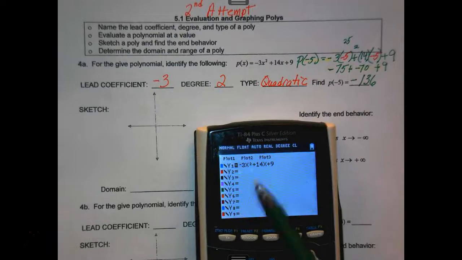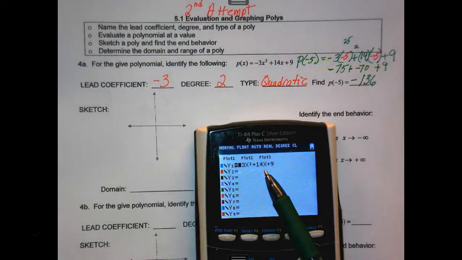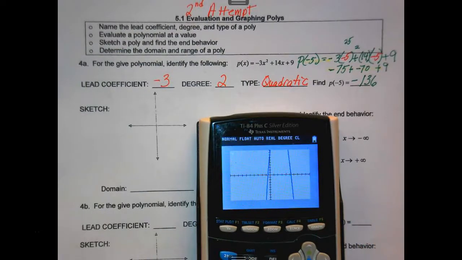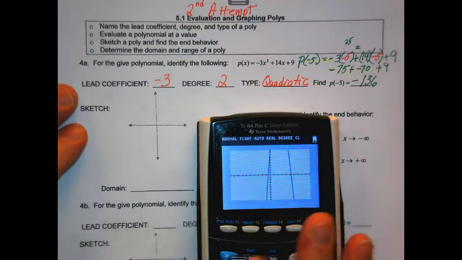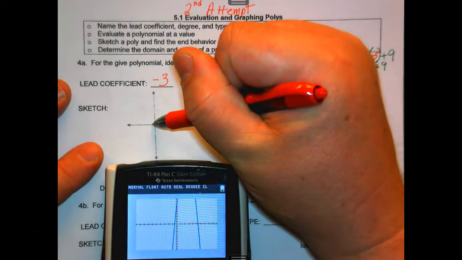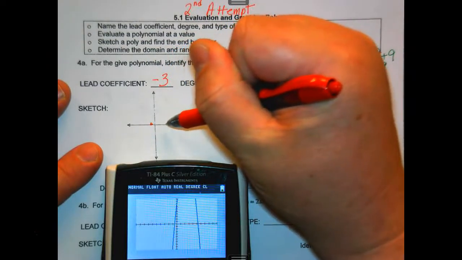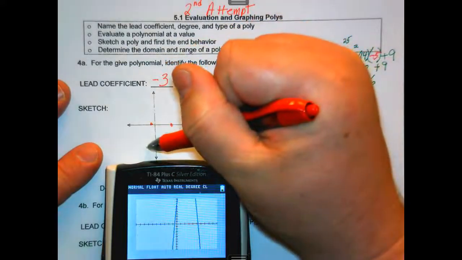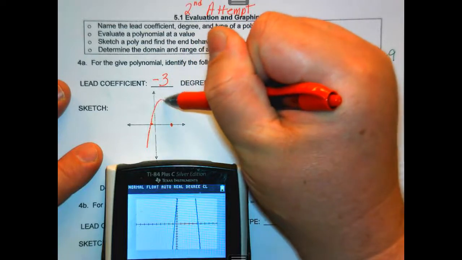Okay, -3x squared plus 14x plus 9 should give me an upside down parabola. And it does. You have to graph that out. Yeah, I'm going to estimate this. Looks like something right about here. 1, 2, 3, 4, 5, a little over 5. And it should look something like this.